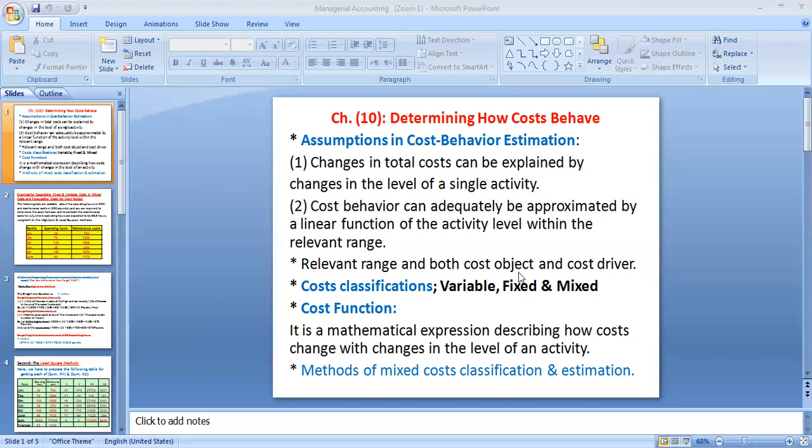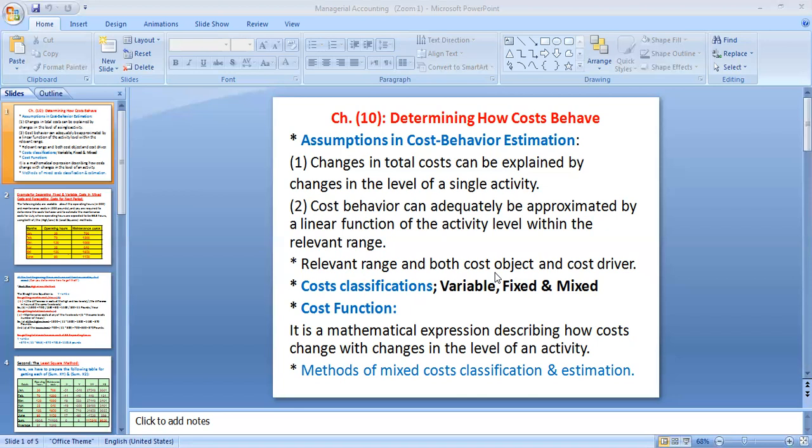What about cost object and cost driver? Cost object is something I'm measuring cost for. For example, I'm producing bags, so the bag is the cost object for which I'm measuring the cost. Suppose that I'm producing chairs, so the chair is the cost object for which I'm calculating its cost. What about cost driver? The cost driver in Arabic is called محرك التكلفة.